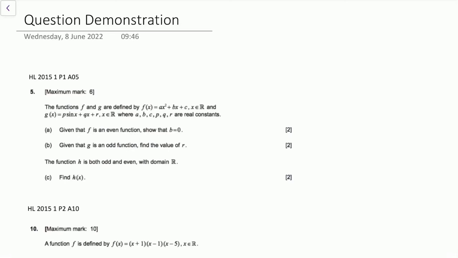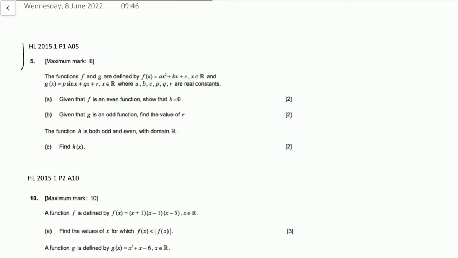Okay, so here I've prepared some past paper questions to show you a little bit of the functions questions. So here we have a relatively simple question. We have some f(x), it's a basic quadratic, and they tell you that this function is even. From that, you'll be able to find b.